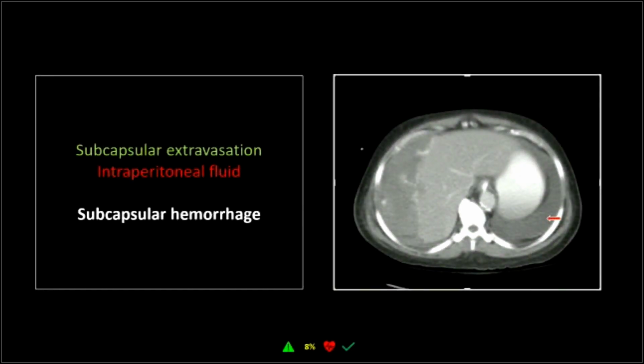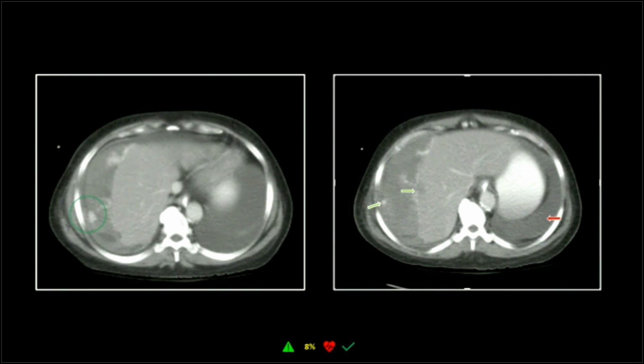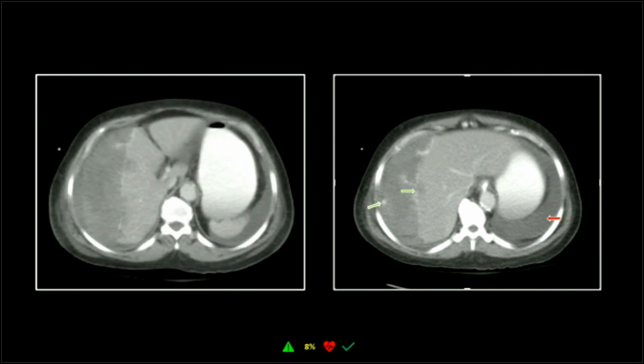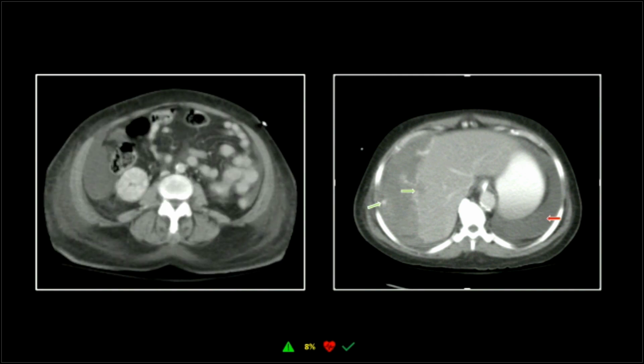And so that's a little more appreciable when we get to the cines, but you can see there's a great deal of intraperitoneal fluid, which should not be there if this were a contained subcapsular hemorrhage. So right there, you see it's actually on the outside of the capsule. And that's what's causing all the intraperitoneal hemorrhage that you see lower down here.